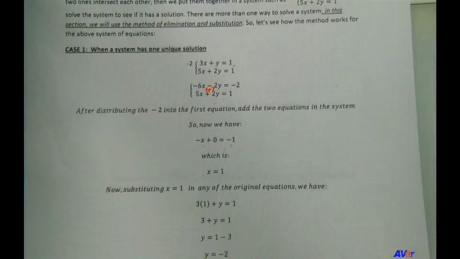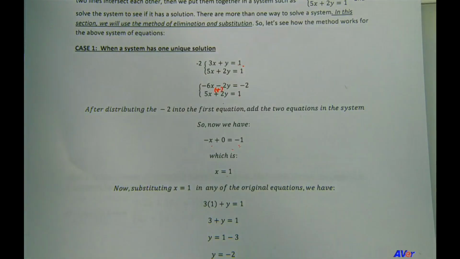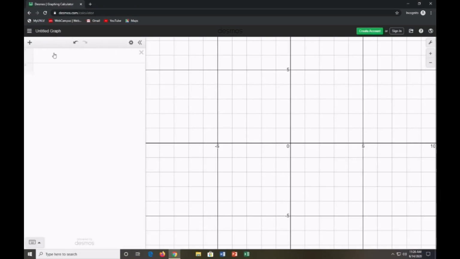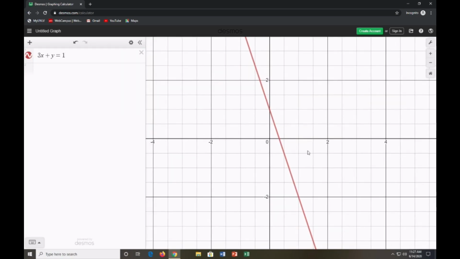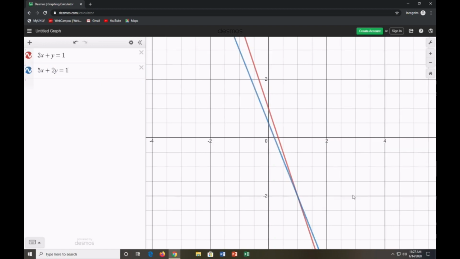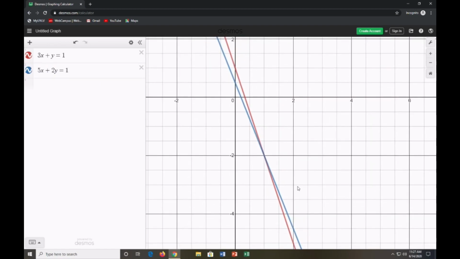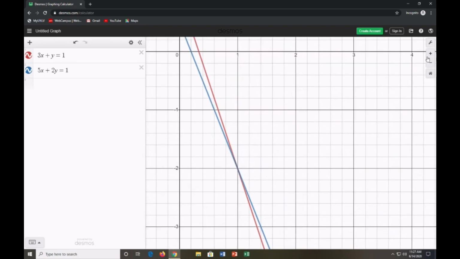So let's look at this on the computer. One of those equations, I'm just going to enter them here, was 3x plus y equals 1. There it is. Let me zoom in like that. And then the second equation in the system was 5x plus 2y equals 1. So look at where the blue line and the red line intersect, and let me zoom in.